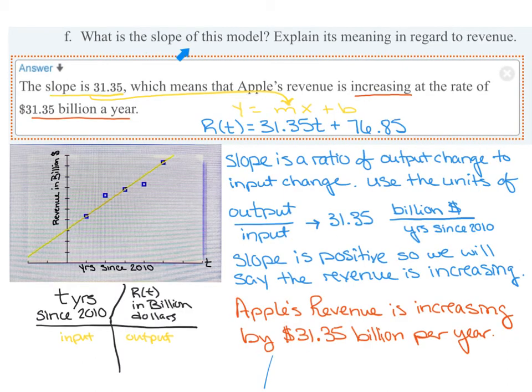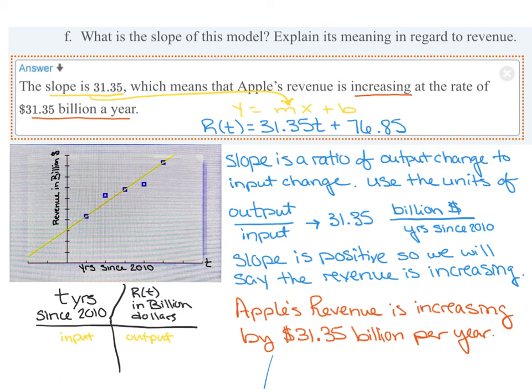Problem F is asking what our slope is and what does it mean in regards to revenue. So looking at our function, R of t equals 31.35t plus 76.85 from part A, we'll notice that the slope is the coefficient of our input variable, 31.35. So now what does it mean? So I kind of included over here both the graph, where my axes were labeled, my horizontal axis is 2010 for inputs, and my vertical axis for my output is revenue in billions of dollars. Or you could look at it as the labels on your input-output table.